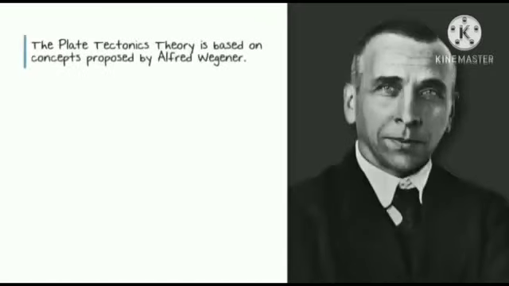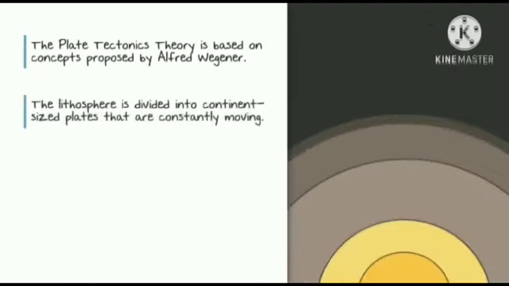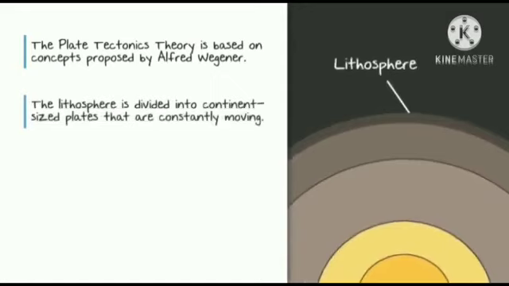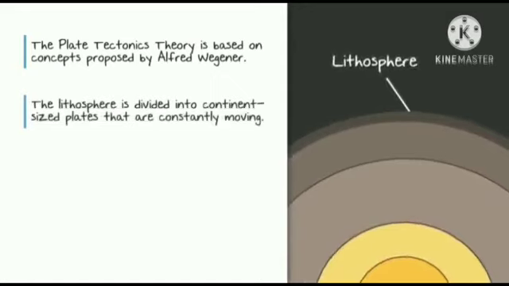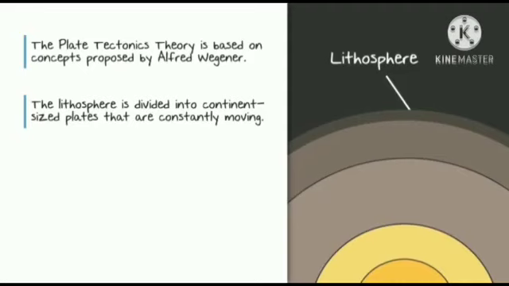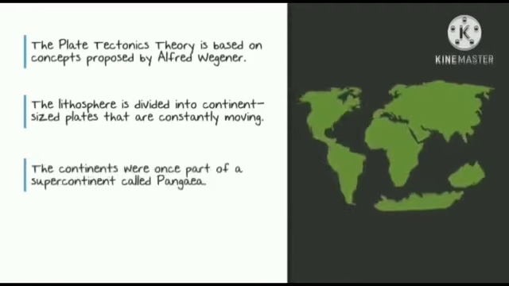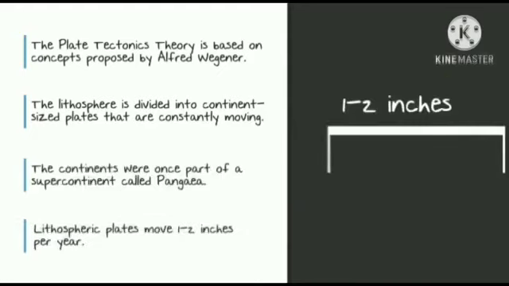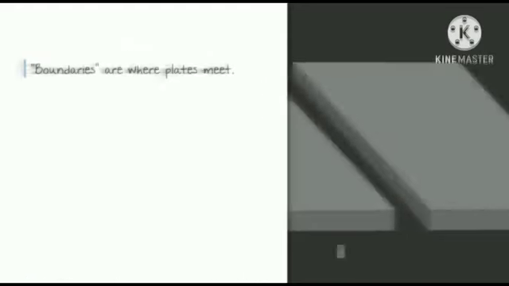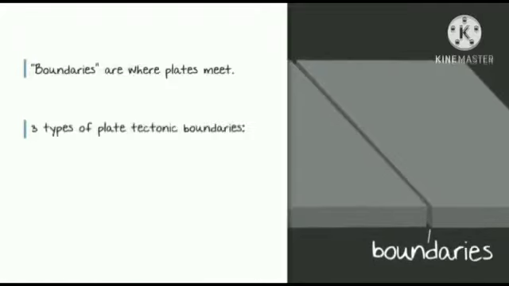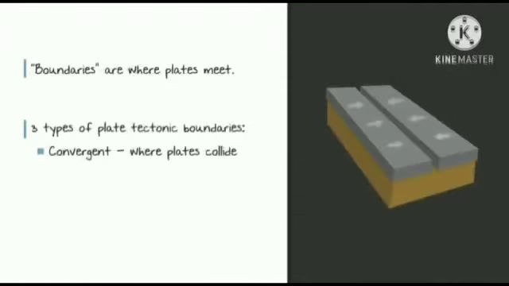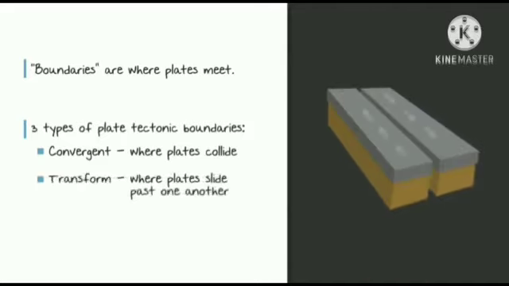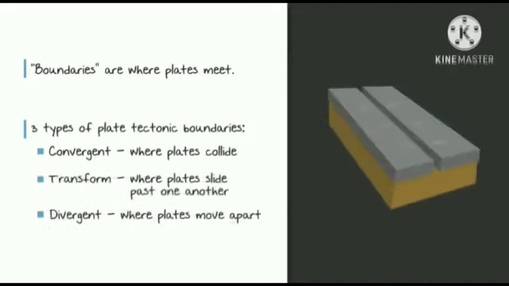So, in review, the plate tectonic theory is based on concepts proposed by Alfred Wegener. The lithosphere is divided into continent-sized plates that are constantly moving. The continents were once part of a supercontinent called Pangaea. Lithospheric plates move 1 to 2 inches per year. Boundaries are where plates meet. There are three types of plate tectonic boundaries: convergent, transform, and divergent plate boundaries.